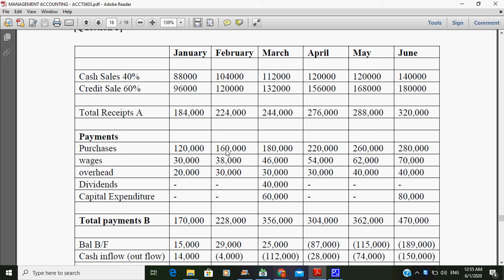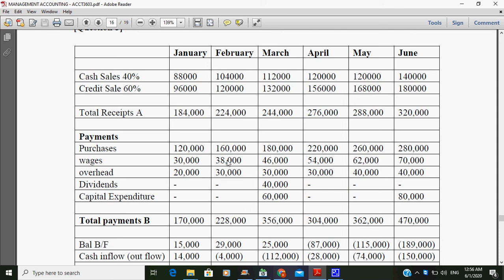Then you have 160,000. Then now you have your purchases. Remember what we said, that the instruction given to us said that purchases are paid the month following the purchase. So this 160 right here is coming from what? January. If you look back at the question.